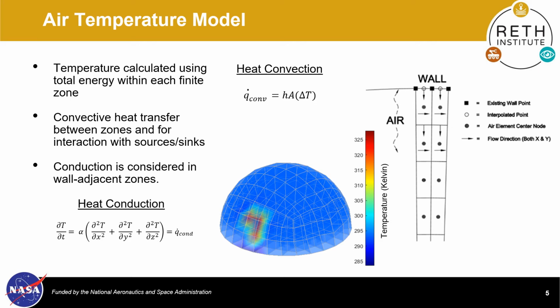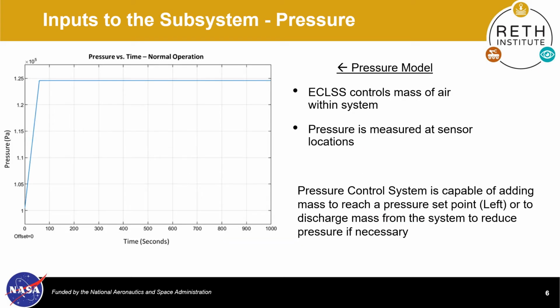The pressure model receives input from the pressure control system, which is within the ECLIS subsystem. The pressure control system moderates the mass of the air within the interior habitat based on measurements taken at fixed sensor locations. The pressure control system is capable of adding mass, for example, to reach a pressure set point as shown here, or to discharge mass from the system to reduce the internal pressure if necessary.